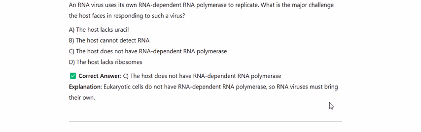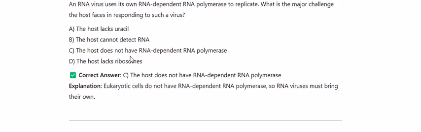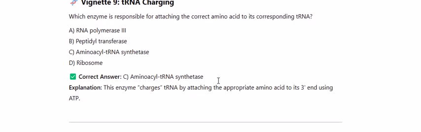Vignette 9. tRNA charging. Which enzyme is responsible for attaching the correct amino acid to its corresponding tRNA? A. RNA polymerase 3. B. Peptidyl transferase. C. Aminoacyl tRNA synthetase. D. Ribosome. Correct answer: C. Aminoacyl tRNA synthetase. Explanation: this enzyme charges tRNA by attaching the appropriate amino acid to its 3' end using ATP.